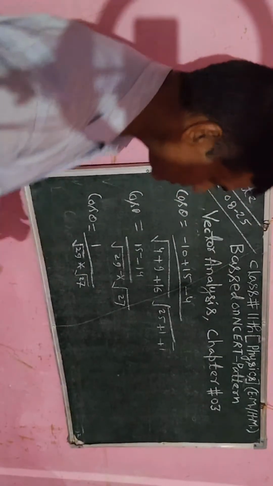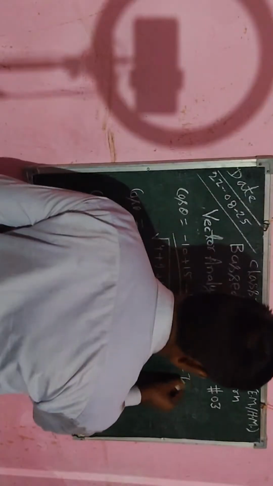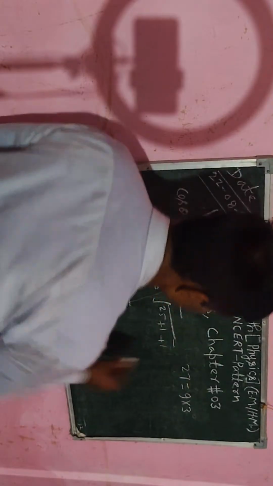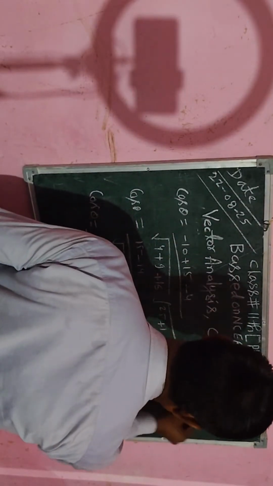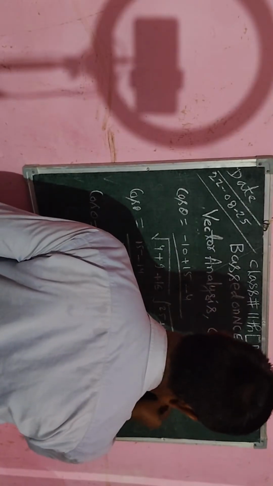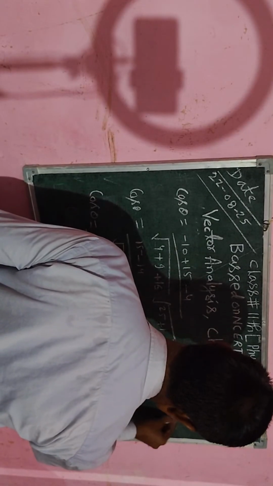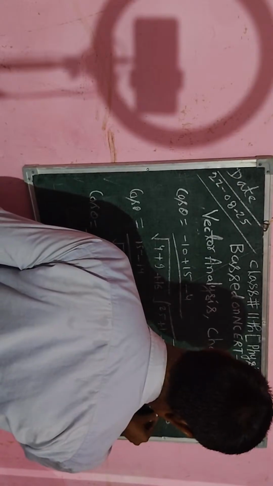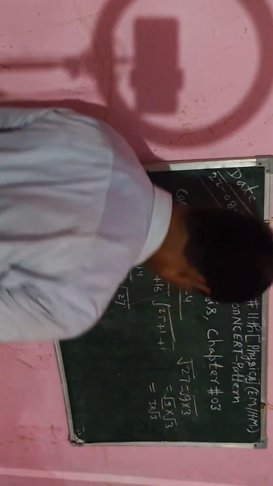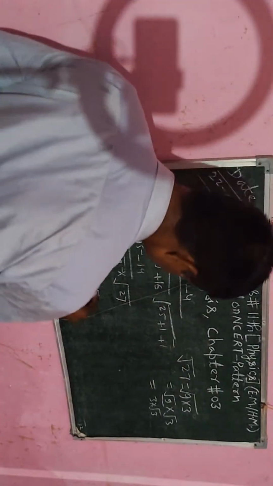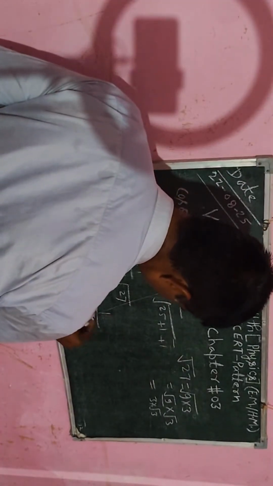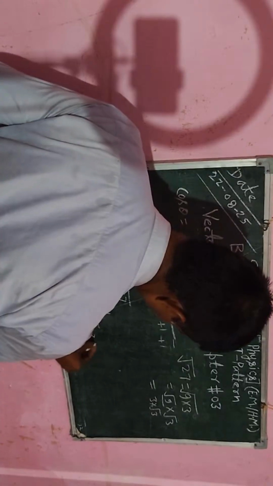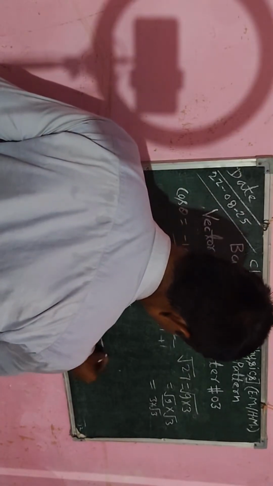Now further I will simplify. Now 27 I can write 9 into 3. Okay, that is the value in square root, so I can write like this. 9 into 3 can be written as square root of 9 into square root 3. So square root of 9 will be 3, into root 3. This is the requirement and I have to use. So here I can write 1 divided by square root 29 into 3 root 3. Okay, this is the required value.